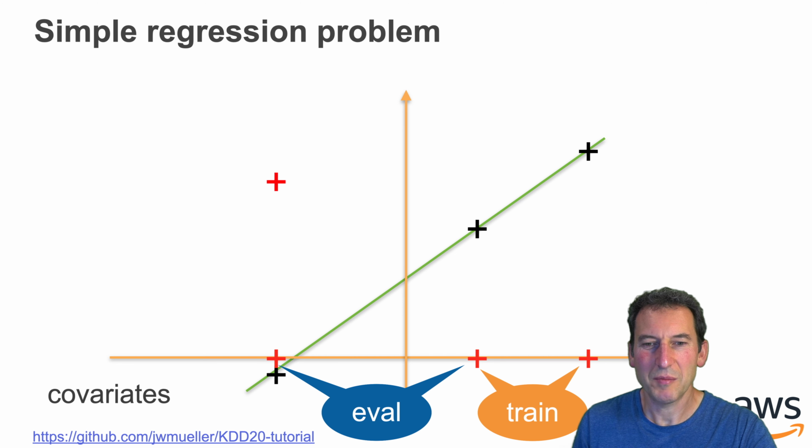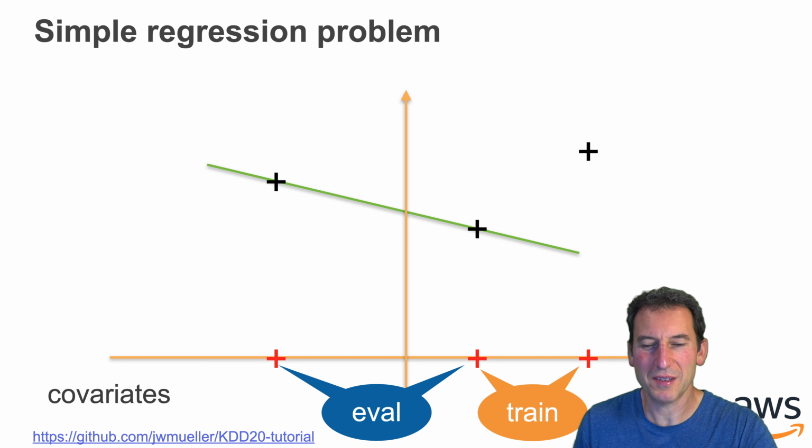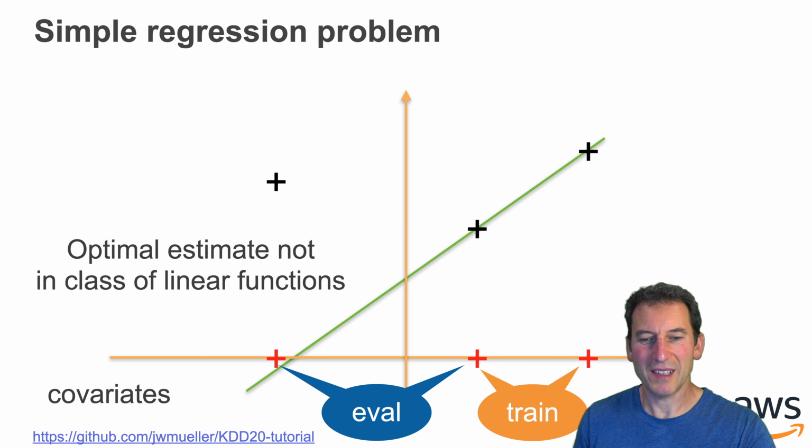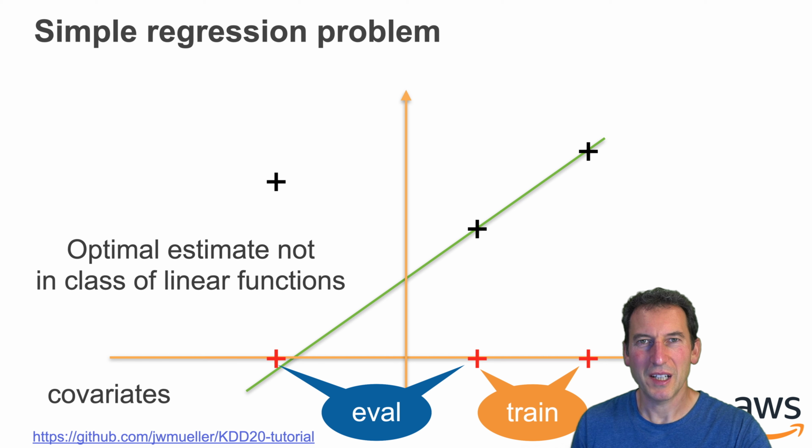Unfortunately, in practice, I might see this. So that's not very good. And if I'd known that this is where the data occurs, I would have probably used this regression estimator. So what happens is that the optimal estimate is not in the class of the linear functions, and therefore I can get horribly misled by either incomplete knowledge or simply by the wrong function class, and therefore by minimizing the loss on the training set, I'm actually not going to be able to do anything good on the test set.